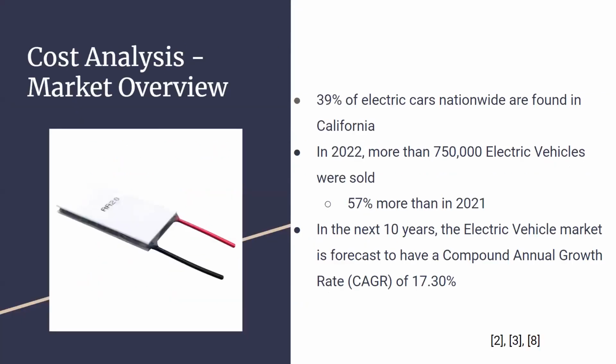For the market overview, in 2022, more than 750,000 electric vehicles were sold. This was 57% more than in 2021. In the next 10 years, the electric vehicle market is forecast to have a CAGR of 17.3%.